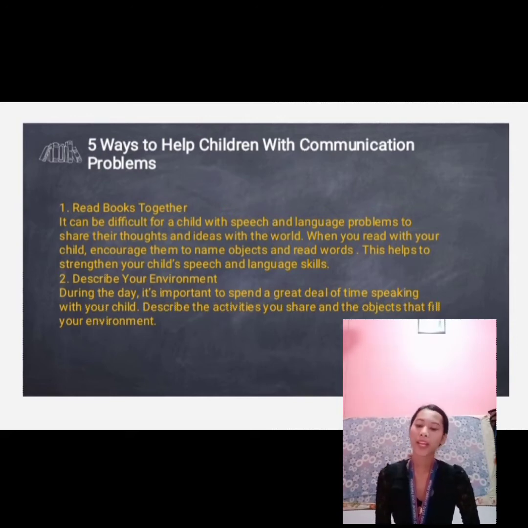Number 2, describe your environment. During the day, it's important to spend a great deal of time speaking with your child. Describe the activities you share and the objects that fill your environment. This enables the child to familiarize things that they see in their environment.